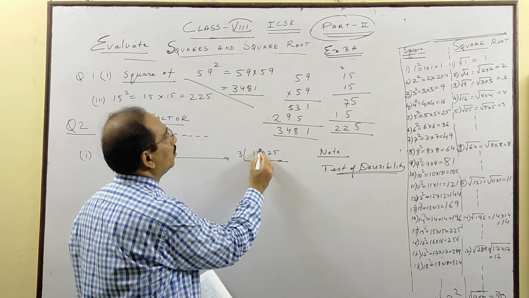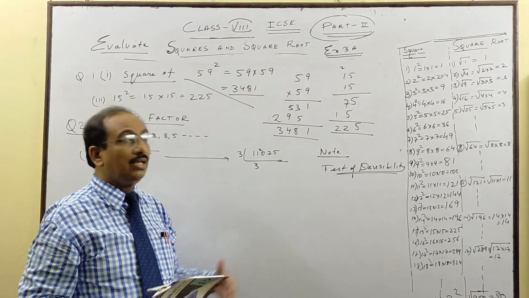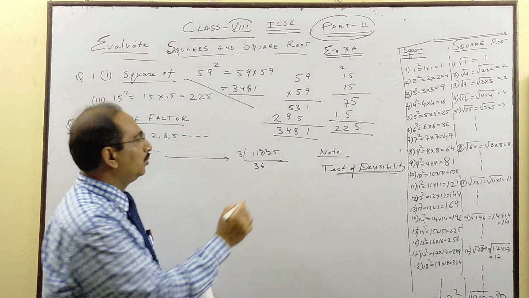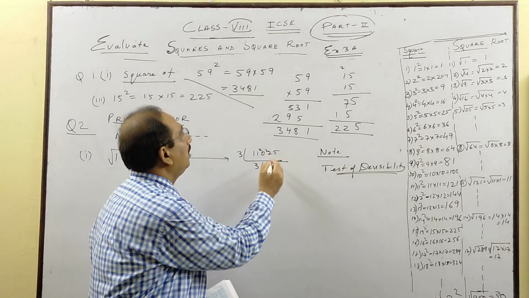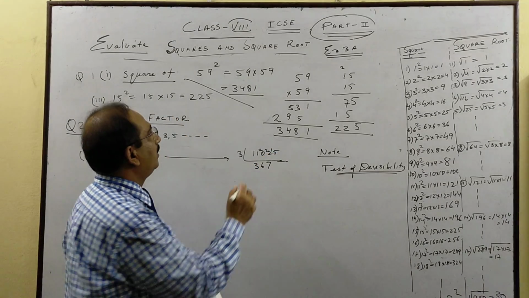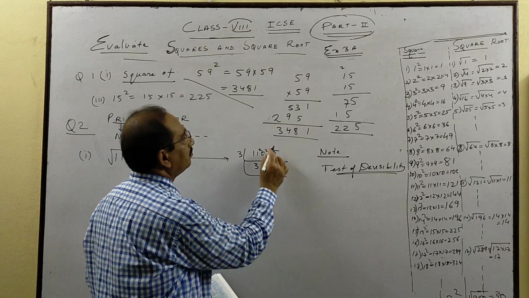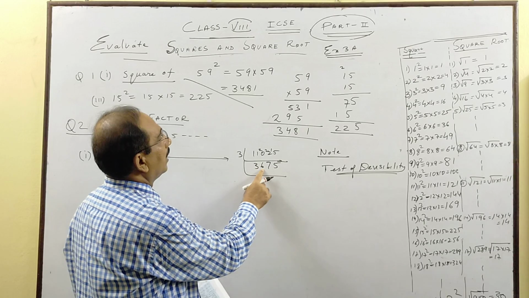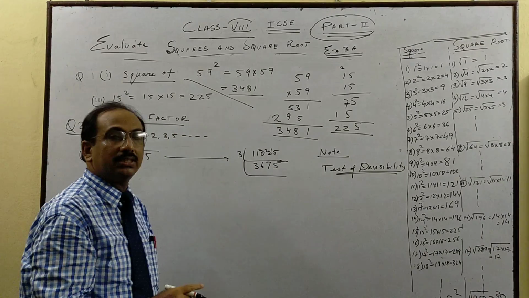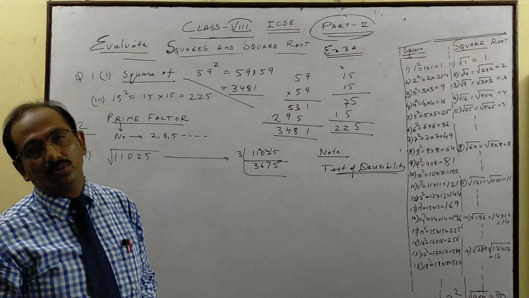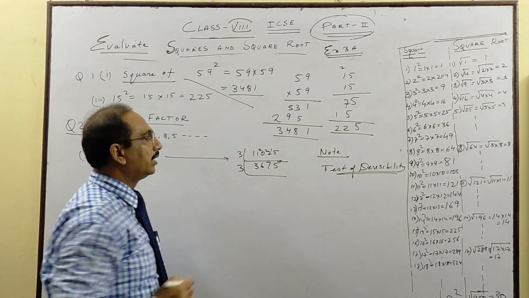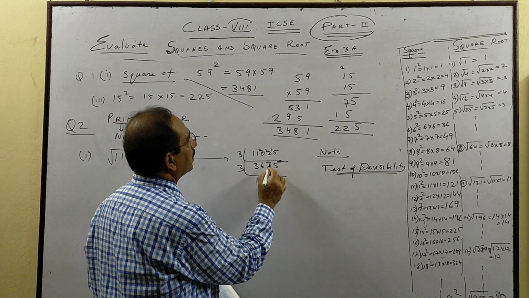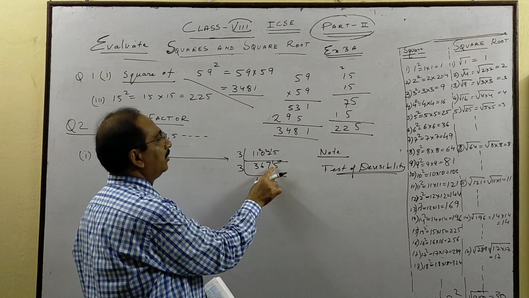3 3s are 9, 2 carried over. 3 6s are 18, 2 carried. 3 7s are 21, 1 will be here, and 3 5s are 15. Again we see 3675. 3 plus 6, 9 plus 7, 16 plus 5, 21. So 21 goes in the table of 3. This will also go in the table of 3. 3 1s are 3, 3 2s are 6, 3 2s are 6, and 1 carried here, 3 5s are 15.